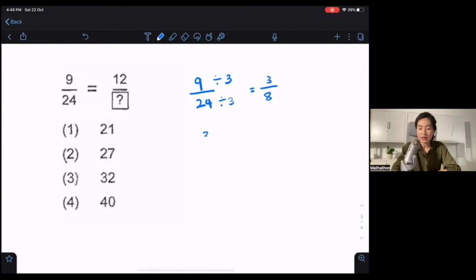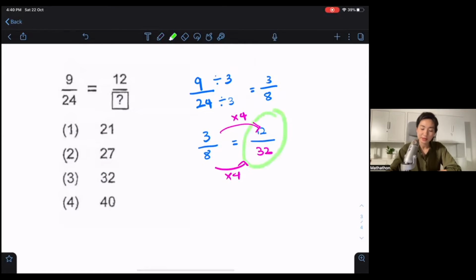Now, since all are equivalent fractions, I can just use 3 out of 8 and see how I can multiply to get 12 out of a number. Class, from 3 to 12, what must you multiply? Multiply by 4. Likewise, for the denominator, you must also multiply by 4, okay? So multiply by 4, you will get 32. Now, this will just be your final answer. Very simple. The answer will be 32.